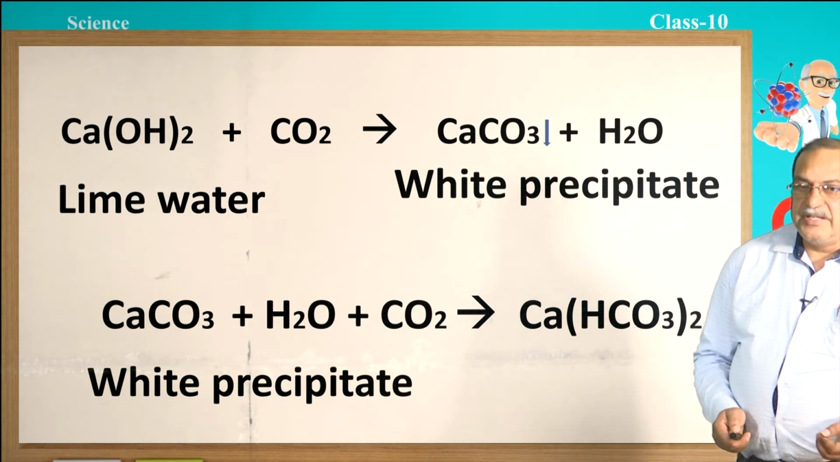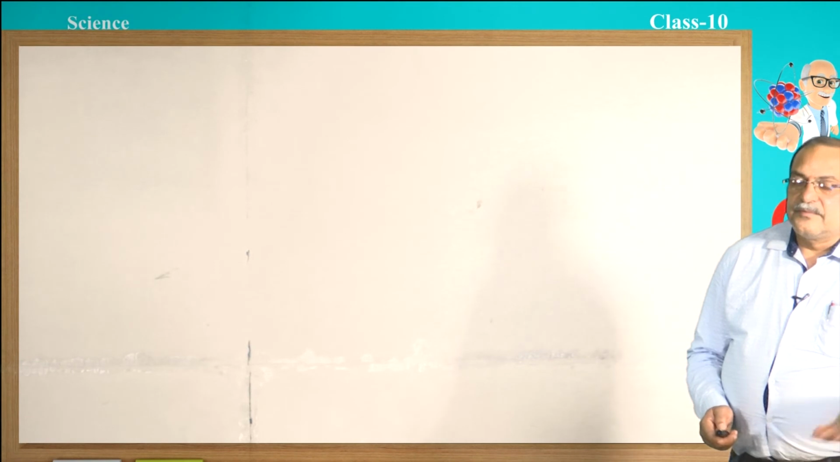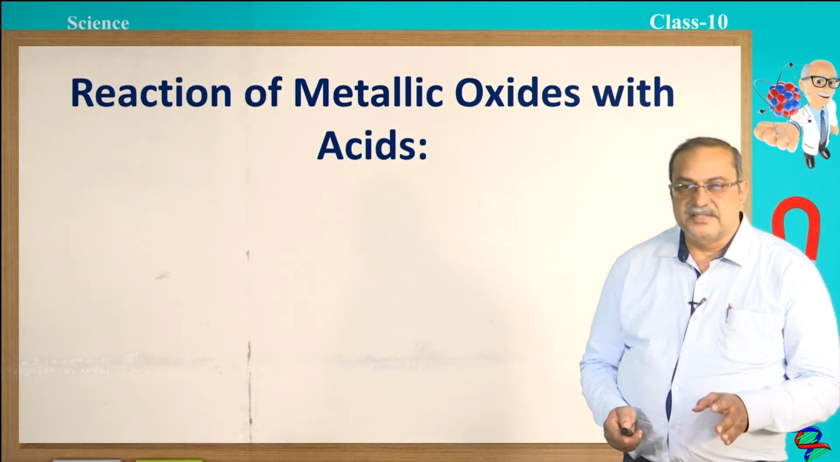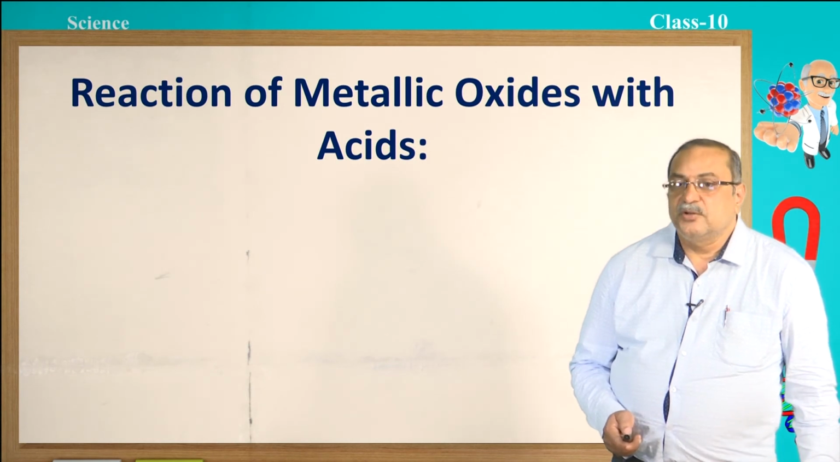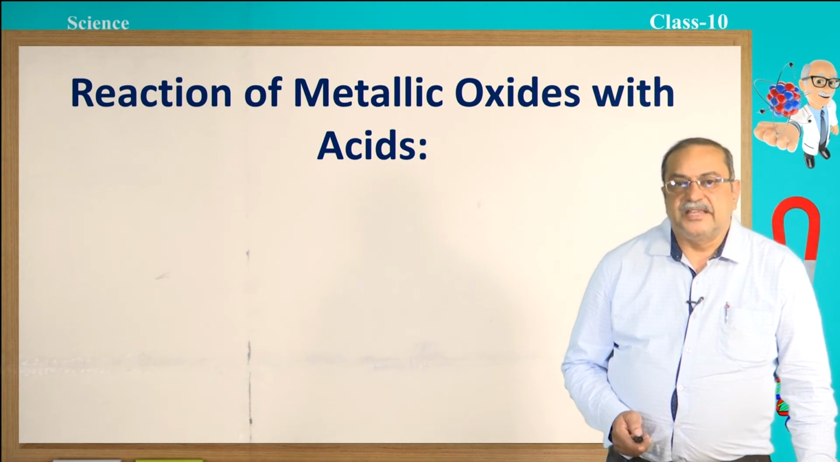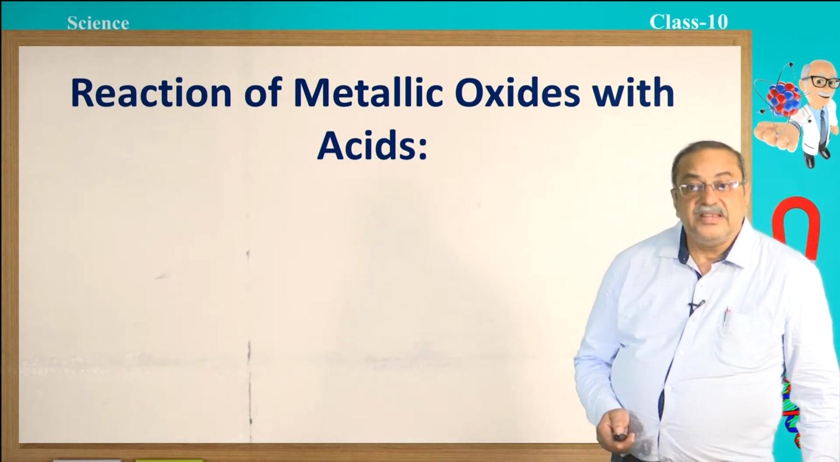So, CaCO3, which was a precipitate, forms a soluble compound, that is why it loses the white color. The white precipitate is going to disappear when you pass excess carbon dioxide. Now, we will see the reaction of metallic oxides with acids.